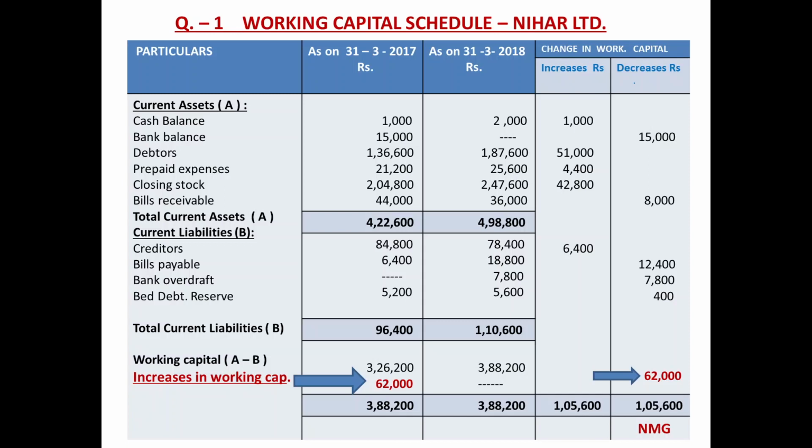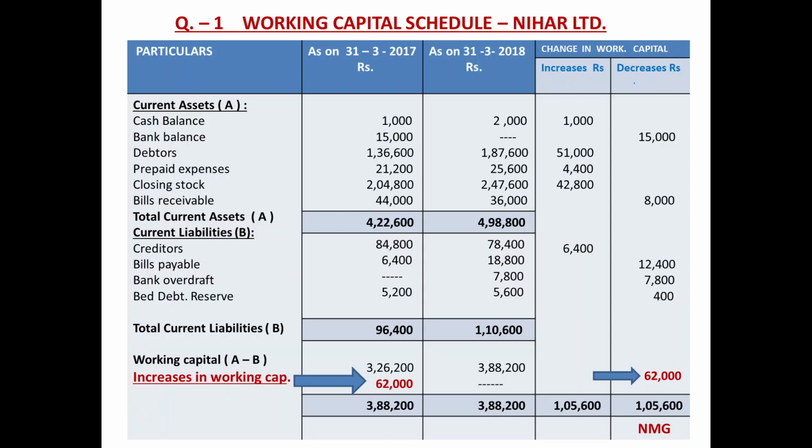Bad debt reserve can be shown in two ways. Either you can deduct it from the balance of debtors and only the net balance of debtors can be shown under the current assets, or else the gross balance of debtors can be shown under the current assets and the balance of bad debt reserve can be shown under the current liabilities, like we have shown over here. Total of current liabilities.